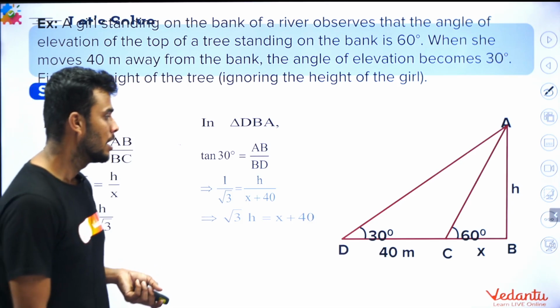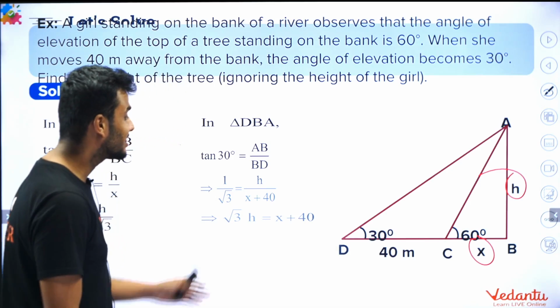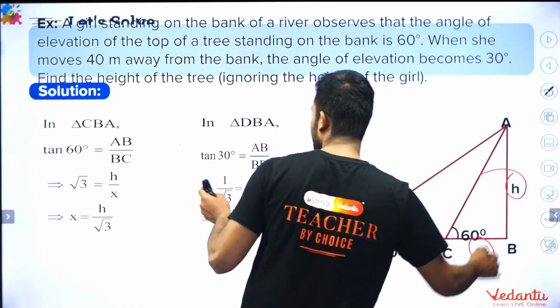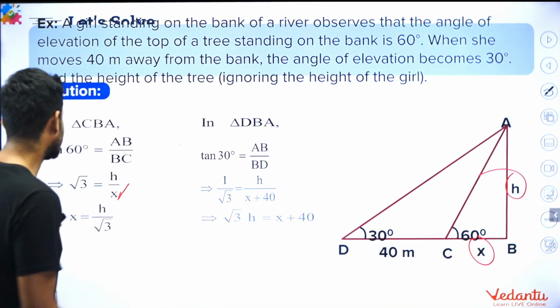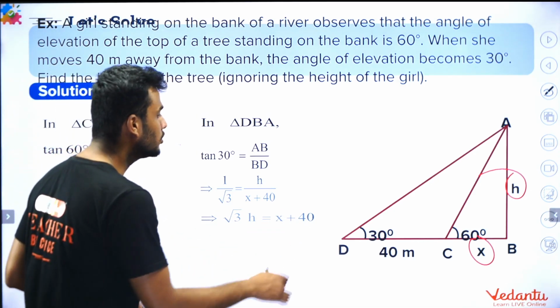We don't know this value also. We need to find this value. What is the tan theta value? Tan 30 and tan 60. If we take this value, it becomes h by x. The x value we already got by using this tan 30.